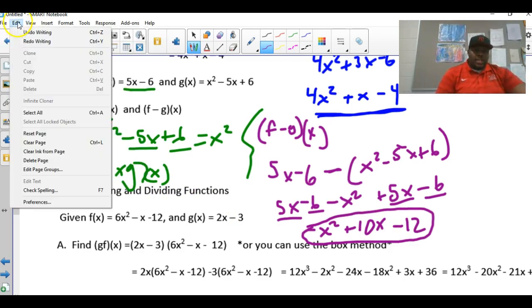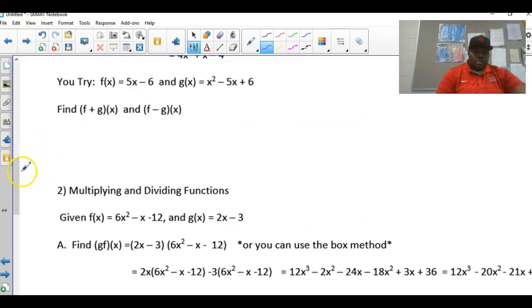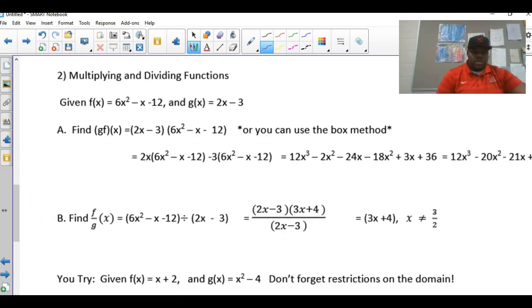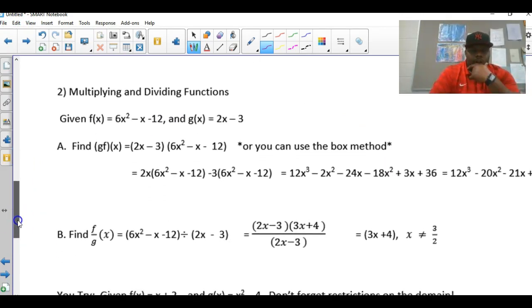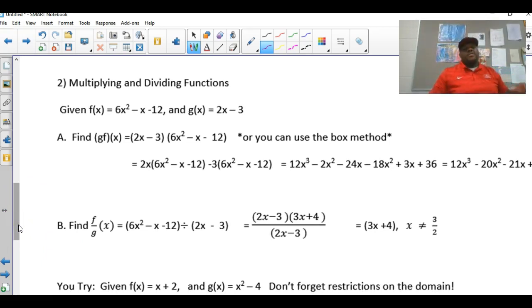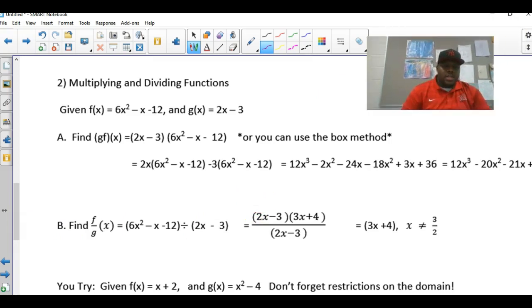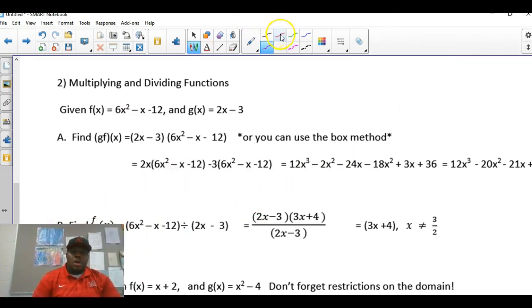All right, let me clear this off real quick. Boom. Okay, and let's go ahead and look at the rest of this. Okay, now multiplying and dividing functions, okay? Multiplying functions, guys, I've noticed that a couple of weaknesses I've seen in the past have been when multiplying functions. Multiplying functions or polynomials or whatever.